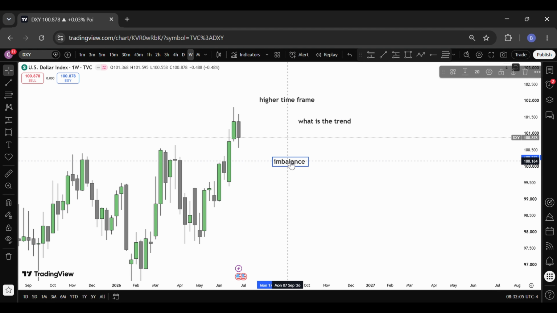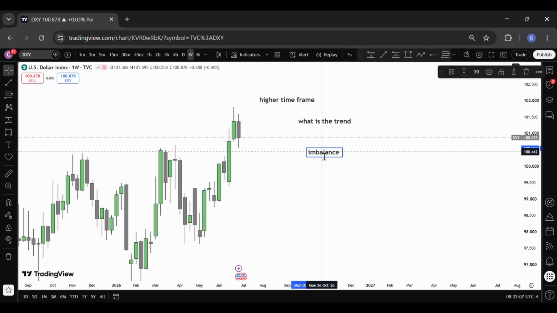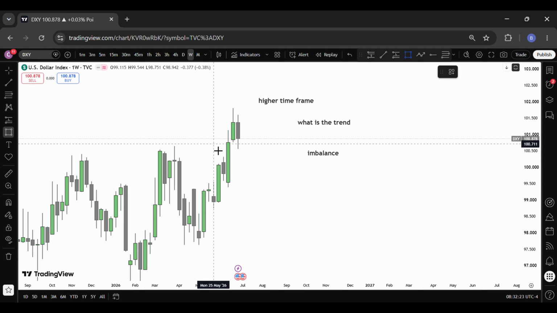So what are imbalances? Imbalances, you can say gaps in the market. That's just the simplest way to say it, you don't have to complicate it. You could just say gaps in the market. Now, how do you identify an imbalance? You can identify it by seeing, now, this is an imbalance.